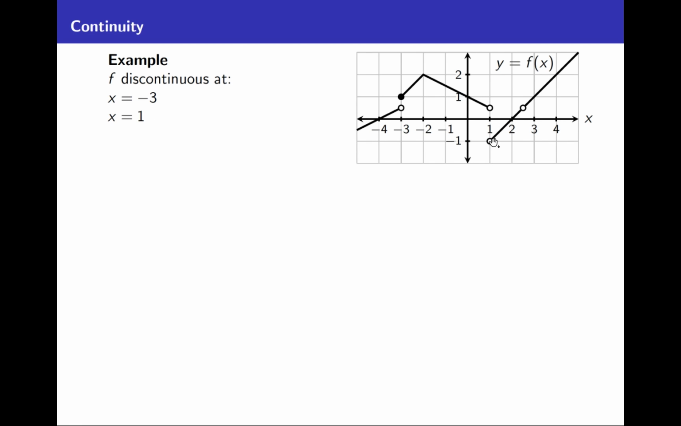Continuing past x equals 1, the function moves up. Right here, at about x equals 2.5, there's a hole in the graph. That's considered a break. So we're also discontinuous at x equals 2.5. So this function is discontinuous at 3 values of x, but it's continuous for all the other values of x, at least in the range of this graph. So f is continuous at any other x equals c, except for these 3.